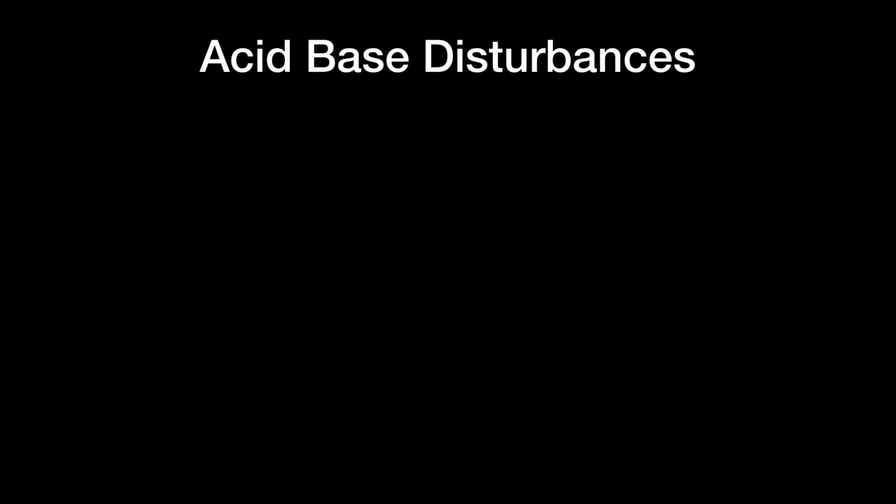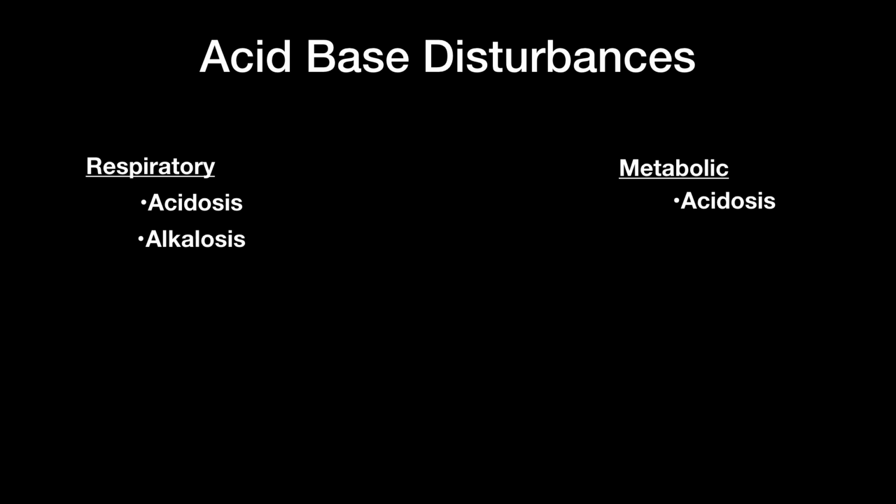So, what are the acid-base disturbances? You can have a problem with the respiratory system, or you can have a problem with the metabolic system. And within each of those systems, you can have an acidosis or an alkalosis. This implies that there is a derangement in the acid-base status in the body, and the body is either more acidic or more alkalotic than it should be.